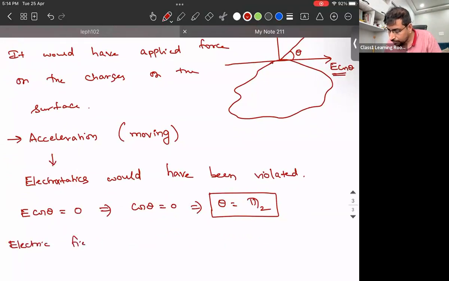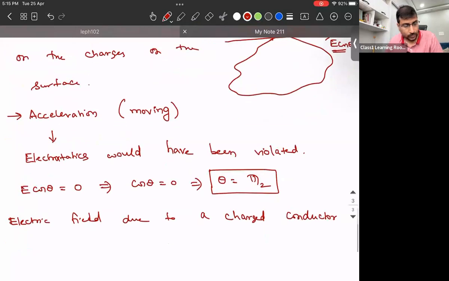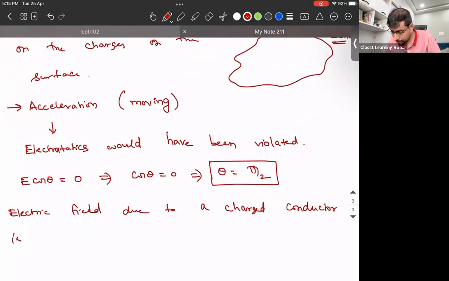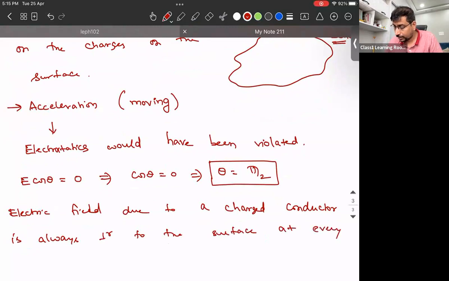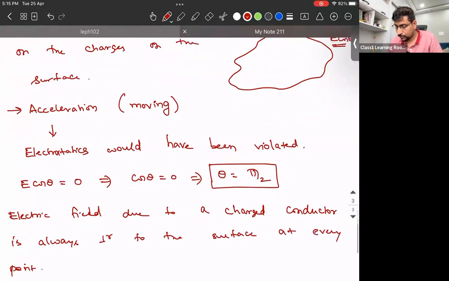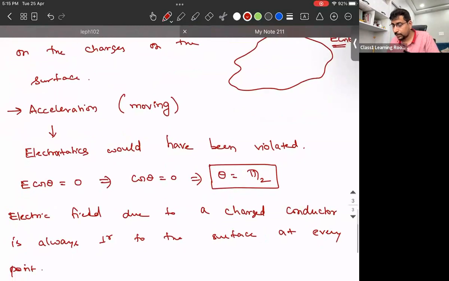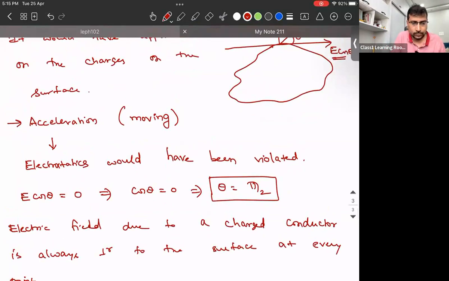electric field due to a charged conductor is always perpendicular to the surface at every point. Always perpendicular to the surface at every point. Okay, make a note of this.